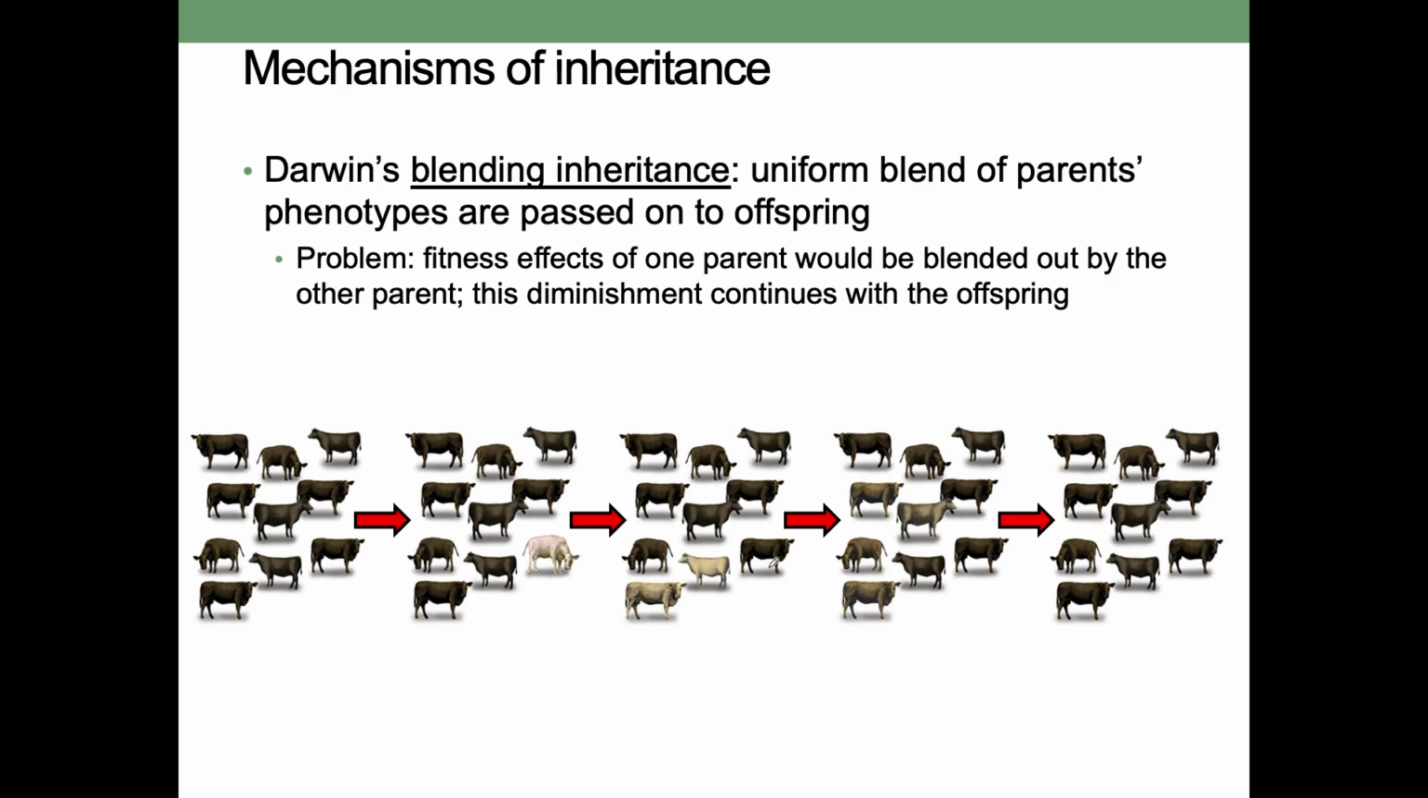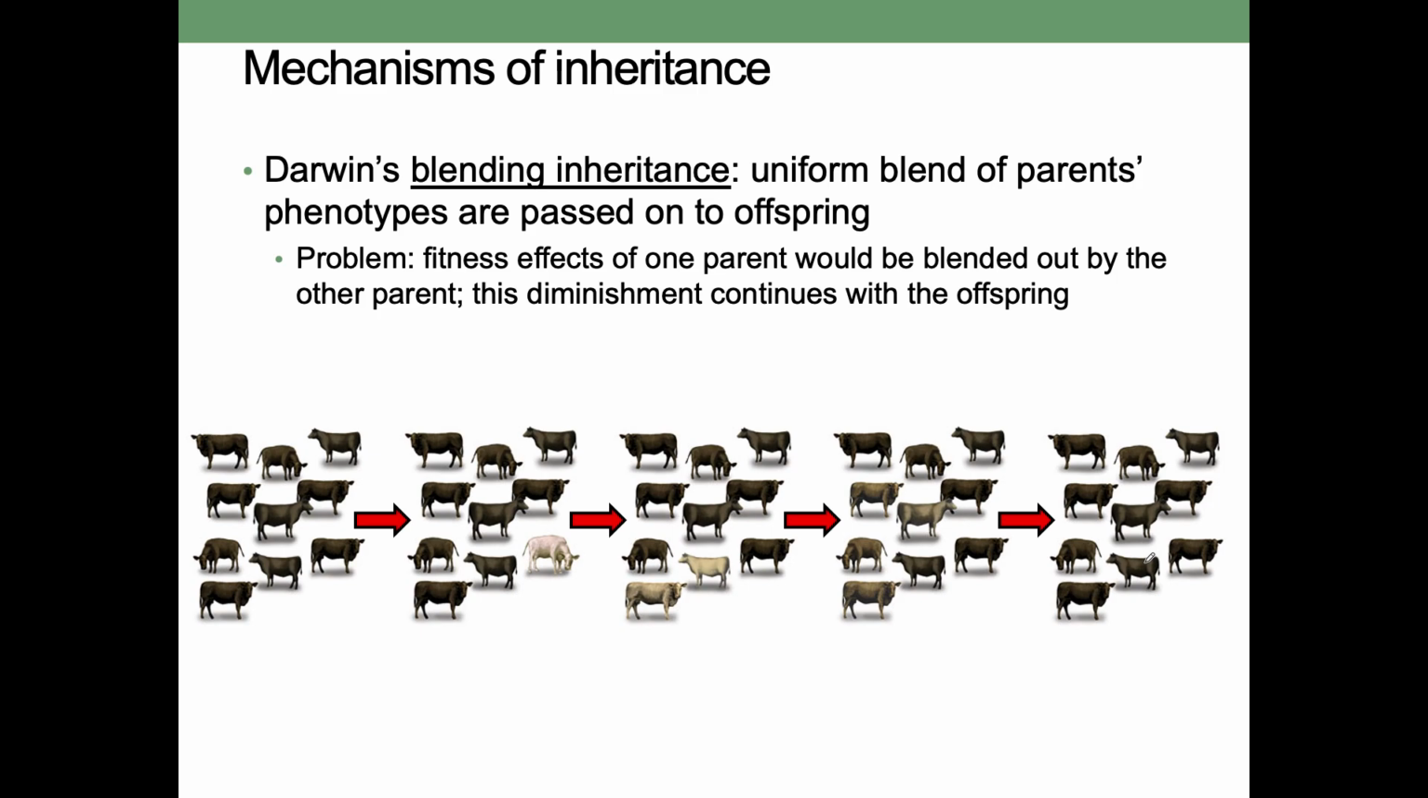The problem, though, is that any positive effect, any benefit of having a particular trait in terms of the survival and reproduction of the individual, would eventually just be blended out by the other parent. And so this blending out or diminishment of those traits continues over subsequent generations. From one generation to another, to a third, to a fourth, and so on, eventually this original variation, this original difference in coat color, would just be blended out.